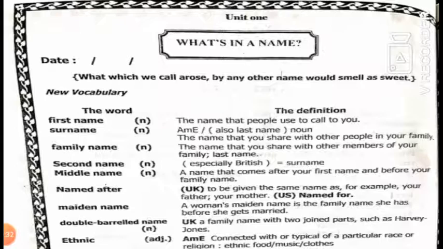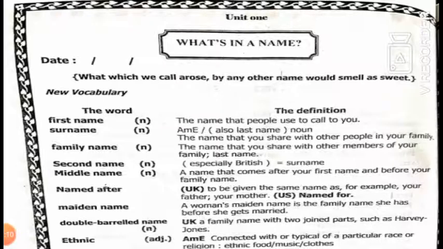Surname also means last name or the name that you share with other people in your family. Okay, surname also means family name, which is the name that you share with other members of your family, or it also means last name. So pay attention that surname means family name or last name or second name. Okay, surname, family name, second name, last name, they have the same meaning, which is the name that you share with other people in your family.